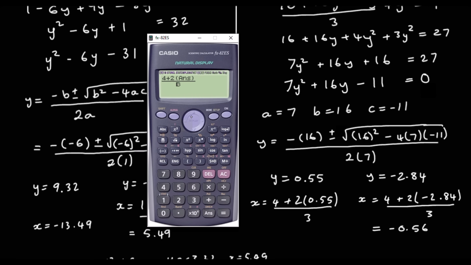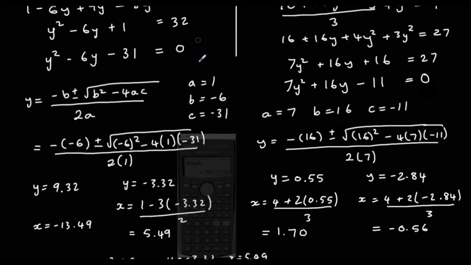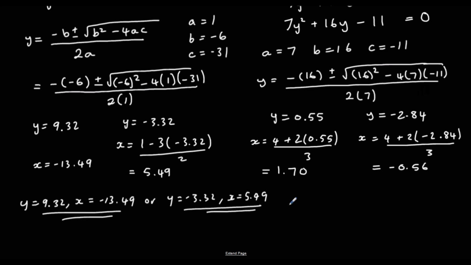And we stored our other answer as A. So that is 1.70 to 2 decimal places. So we have x is 1.70 and y is 0.55, or x is negative 0.56 and y is negative 2.84.